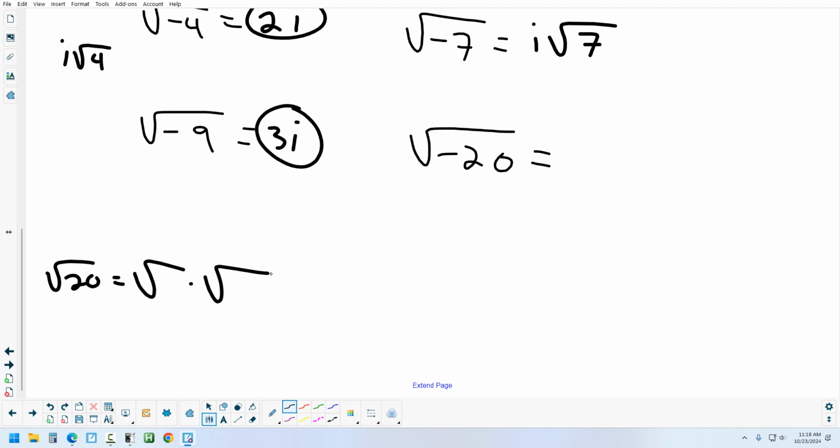What would you put? That would be 2i square root 5. Yeah, because that would be a 4 and a 5. So the square root of 20 is 2 root 5. Well, this is 2i root 5.